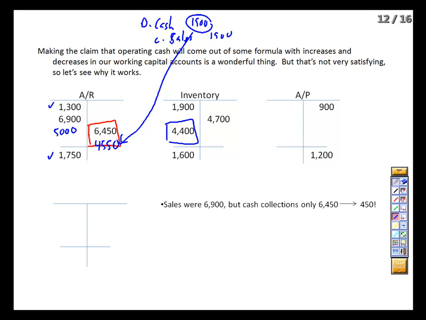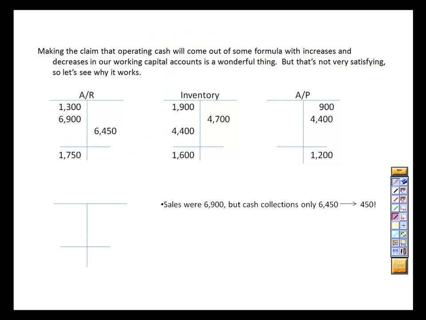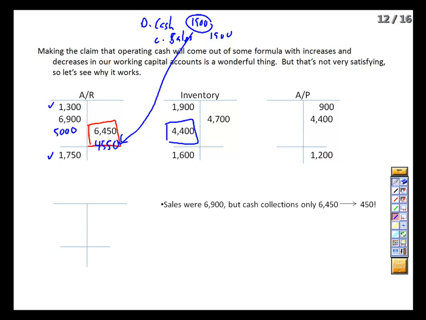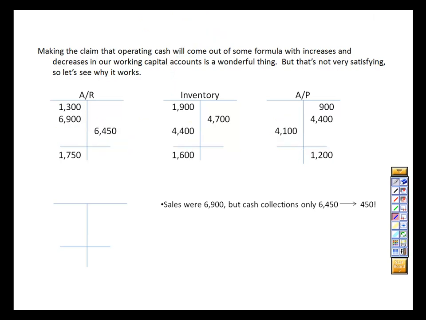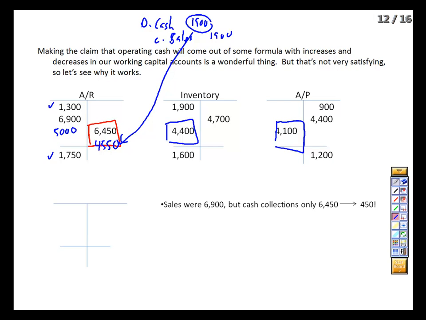So we've started the year owing our suppliers $900. We bought $4,400, and yet we somehow managed to end the year only owing $1,200. How could that have happened? Either we had some very generous suppliers, unlikely, or we paid off some of what we owed, more likely. Debit accounts payable for $4,100 and credit cash.